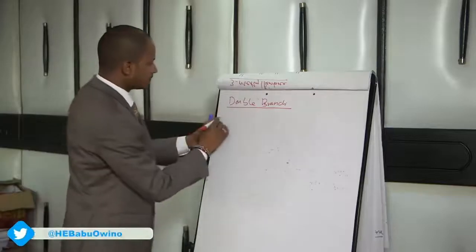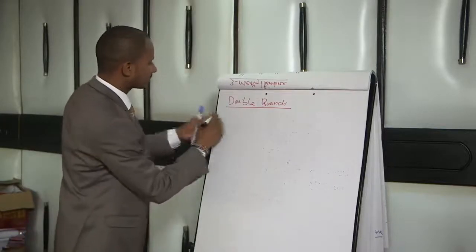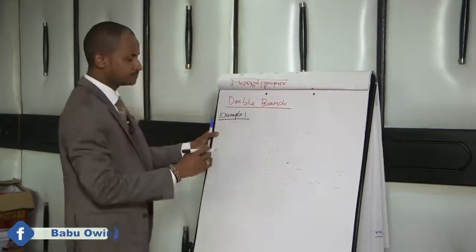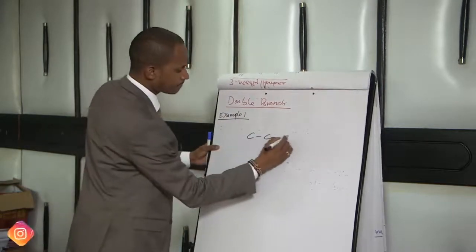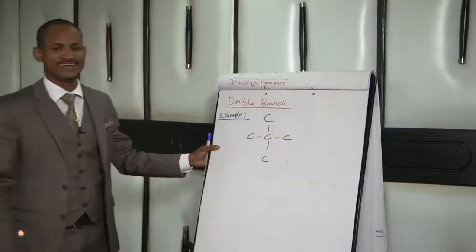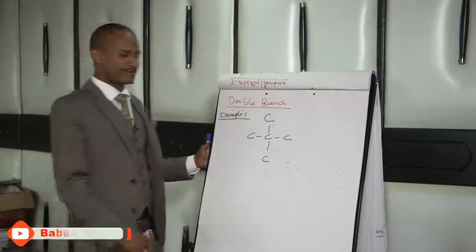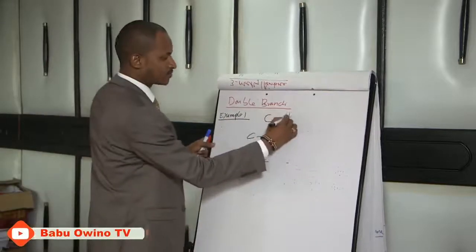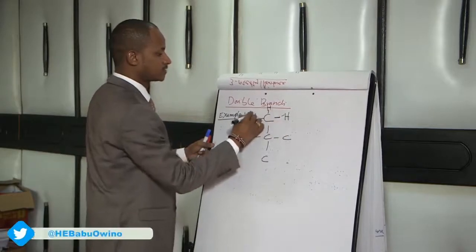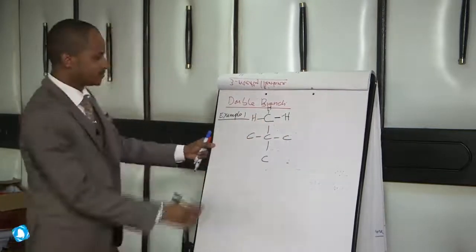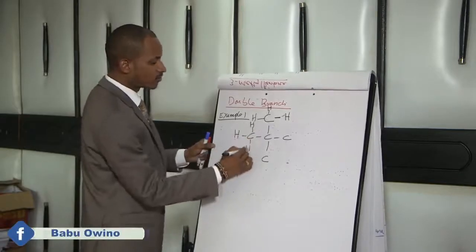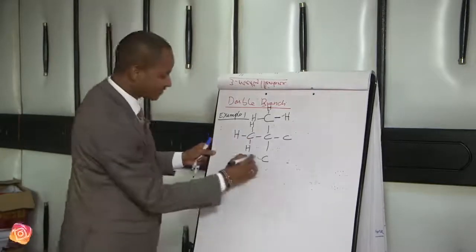So from here, we want to take an example. Example 1. Very easy. First of all, clothe it, because if you leave it naked, you know the disadvantages and advantages of being naked. So you clothe it with hydrogen.